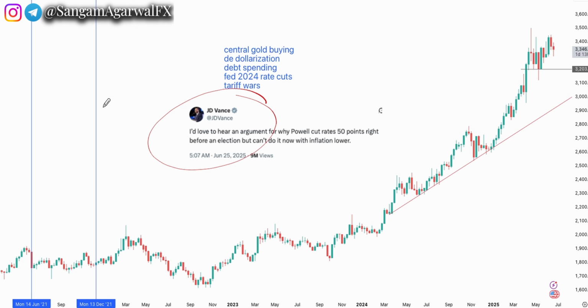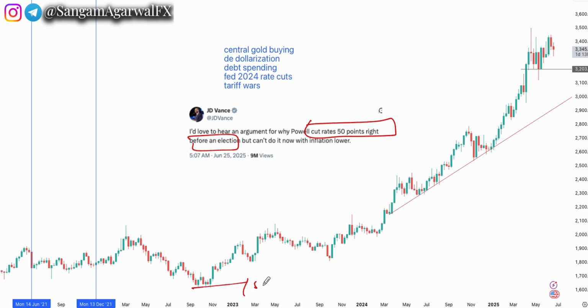JD Vance, a very big boy, vice president. If the Trump party wins the election once again in 2028, then he will be the next president. So now he is saying he is ready to argue why Powell cut 50 basis points right before the election, not after the election.